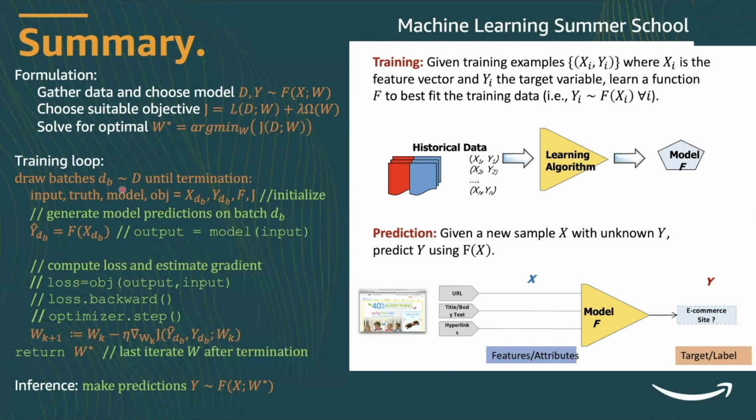And the training loop looks like this. This is the batch gradient descent that we've seen. We draw a sample from our training data, and we run this update function on the parameters until we hit termination, and then return the final set of parameters, the optimal set of parameters.